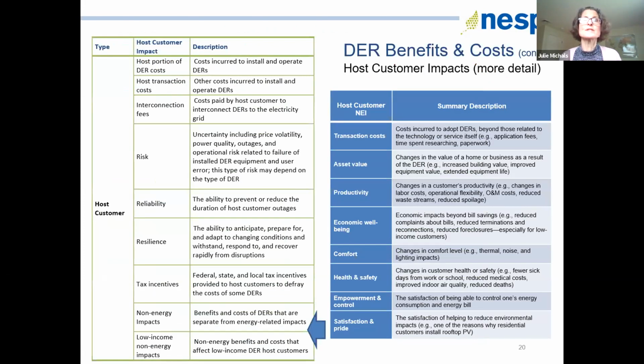So here are the host customer impacts, and they're broken down into more detail, breaking out even further the non-energy impacts and the types of things that certainly have been valued and accounted for in the context of energy efficiency. And increasingly, we're seeing interest in how do we account for these types of non-energy impacts in the context of other DERs as well.